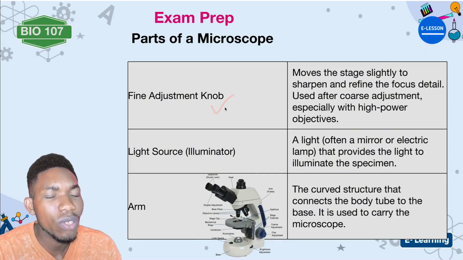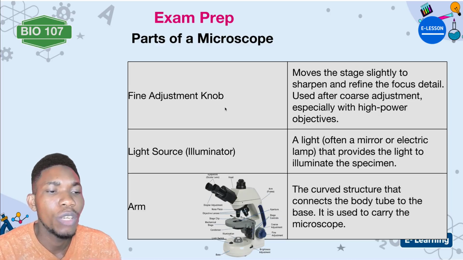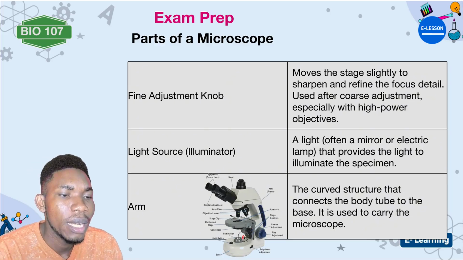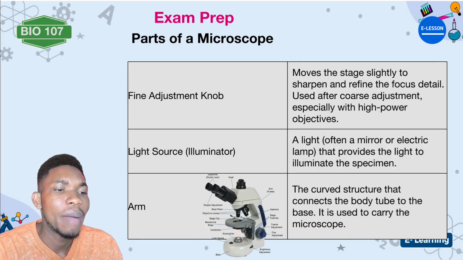Then we have the light source, which is the illuminator. A light, often a mirror or electric lamp, that provides the light to illuminate the specimen. The light source is coming from somewhere, this place here. This is where the light comes from, travels through all these points, then up to the specimen. Are you getting it?